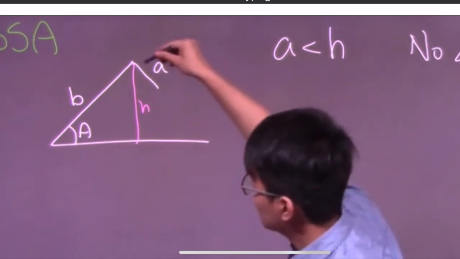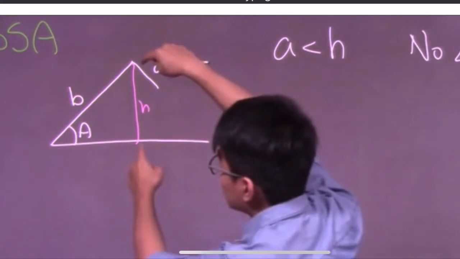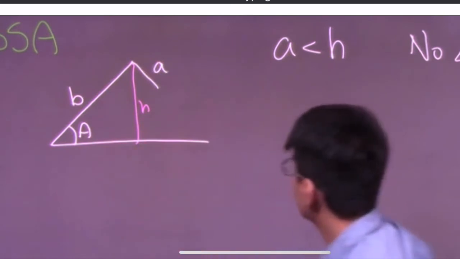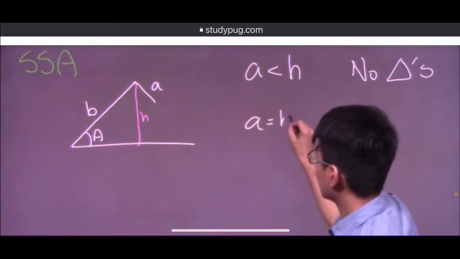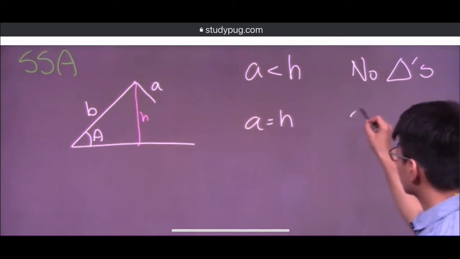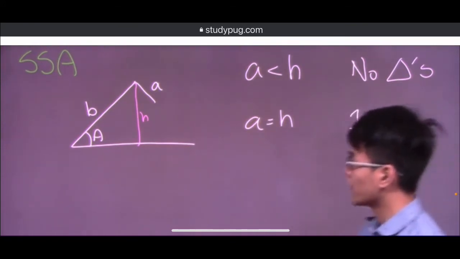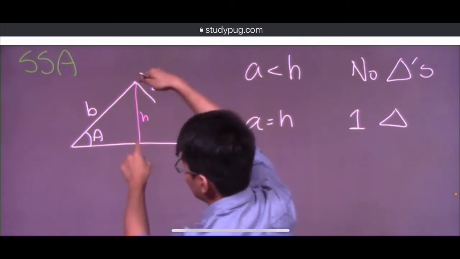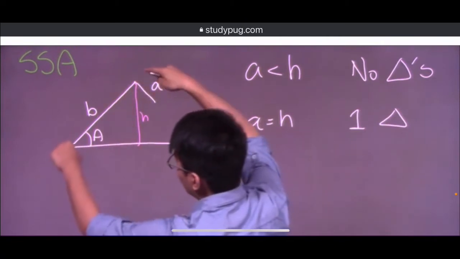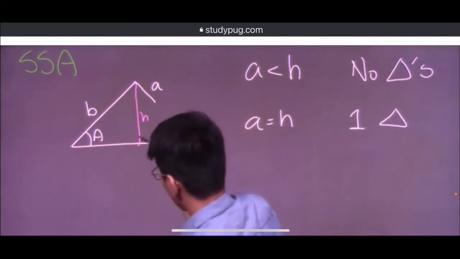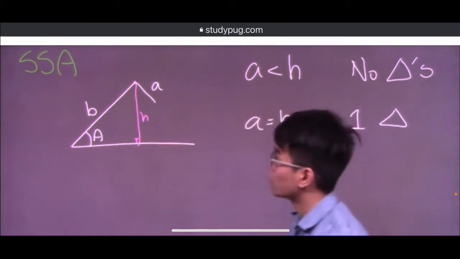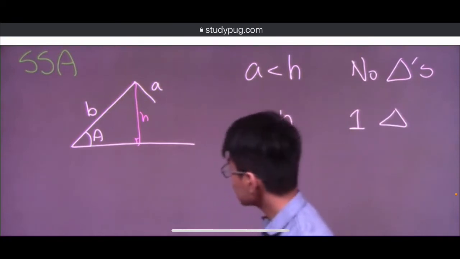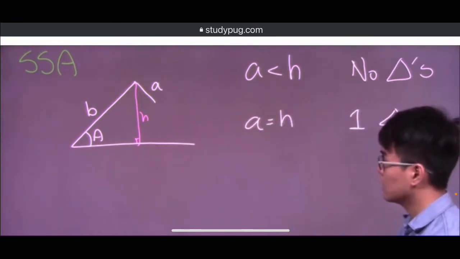Now, if the length of a is exactly the same as the length of h, we have exactly one triangle. And we know that if the length of a is exactly the same as the length of h, we have one right triangle. This angle here is 90 degrees. We form a right triangle if a equals h. So we have just covered two cases.